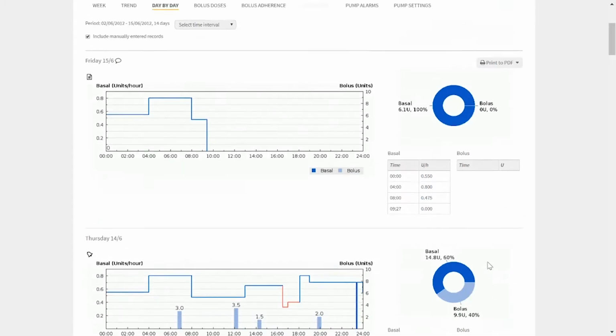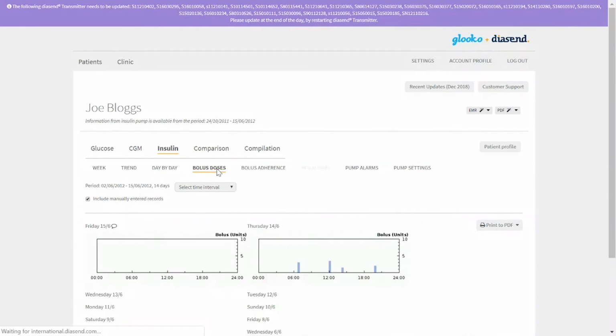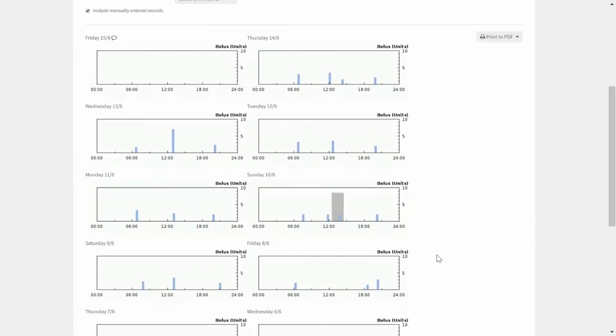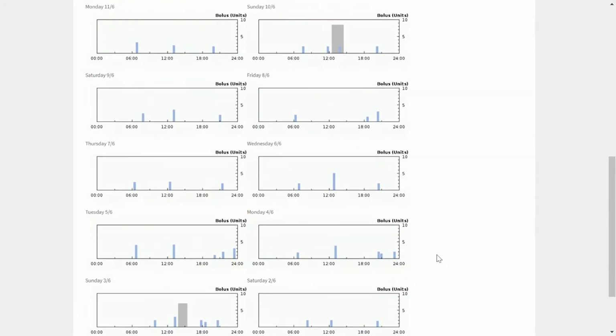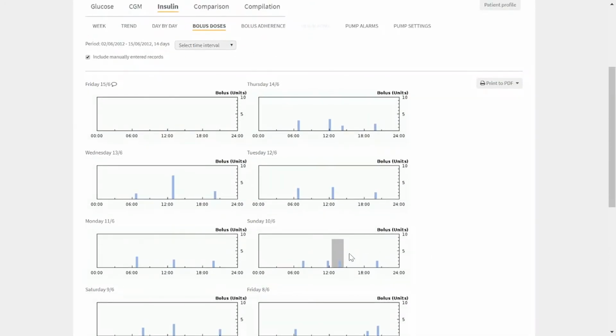Here, above that, you're able to see the units of basal that has been given, units of bolus, and the percentage makeup of each. As we go on to the next tab, which is Bolus Doses, here you will see lots of smaller graphs indicating the boluses throughout the day for multiple days. So you can quickly, at a snapshot, see if the right amount of boluses have been given. You will see there are grey portions on these graphs. These indicate combination boluses, which is a feature unique to only some devices.